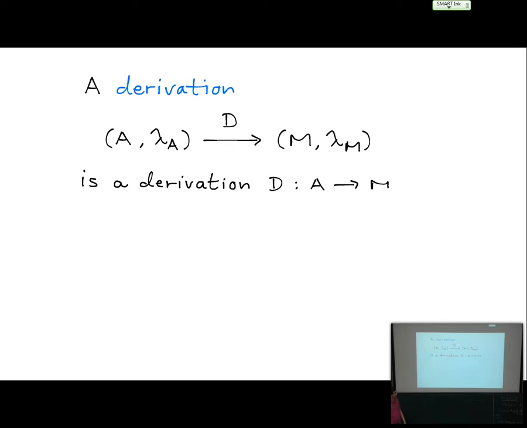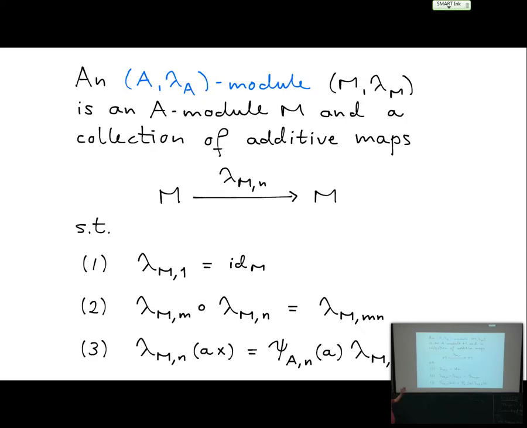So, well, let me go back. A module was a module over the ring together with additional structure.